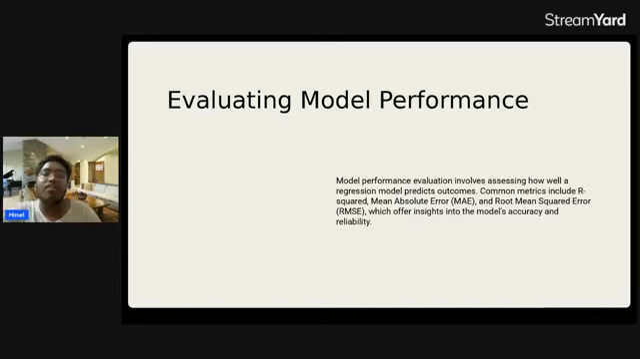Evaluating the performance of a regression model is vital. Metrics such as R squared, mean absolute error or MAE, and root mean squared error or RMSE provide a quantitative way to assess how well our model performs. These metrics not only indicate the model's predictive power but also help us diagnose potential issues like overfitting or underfitting, guiding us in refining our model further.